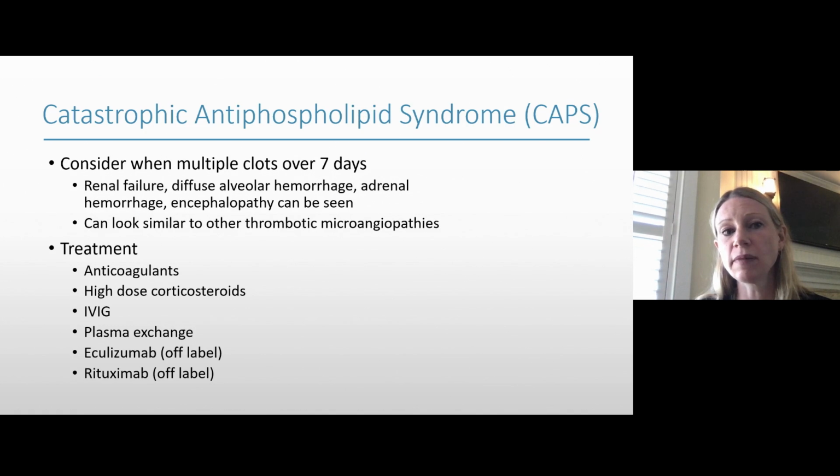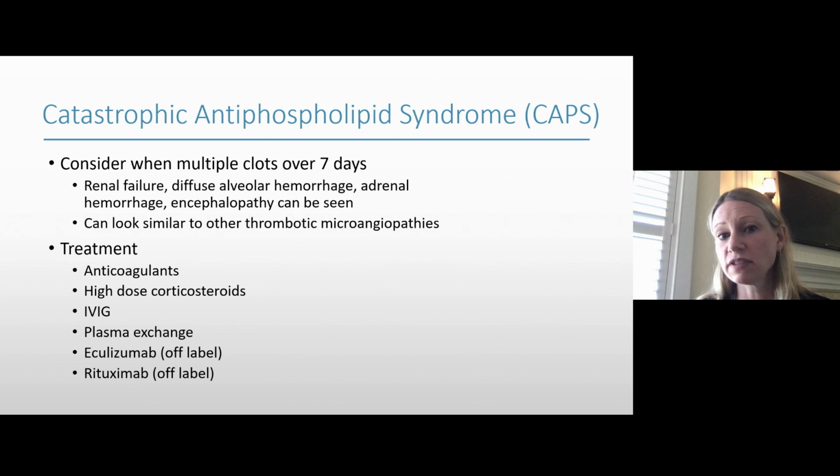So then let's talk a little bit about catastrophic antiphospholipid syndrome. This should be considered when multiple clots happen over the course of a week or a shorter period of time, including manifestations can be things like renal failure, diffuse alveolar hemorrhage, adrenal hemorrhage, encephalopathy, so really severe manifestations.